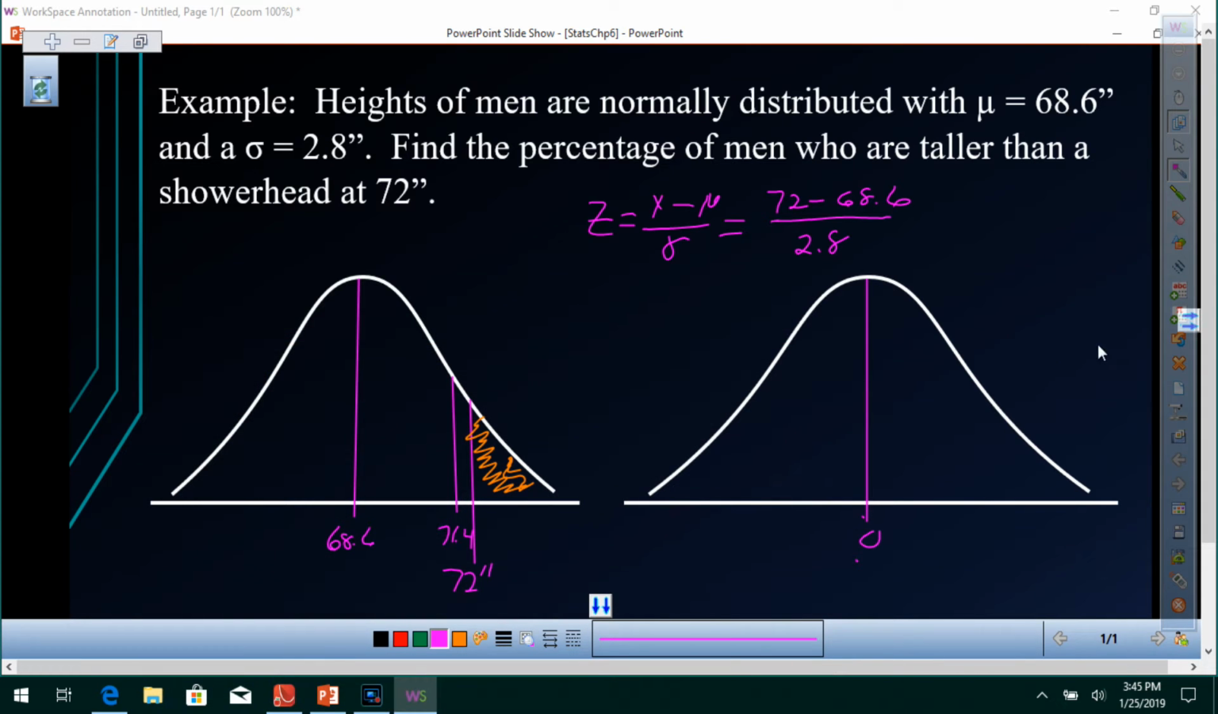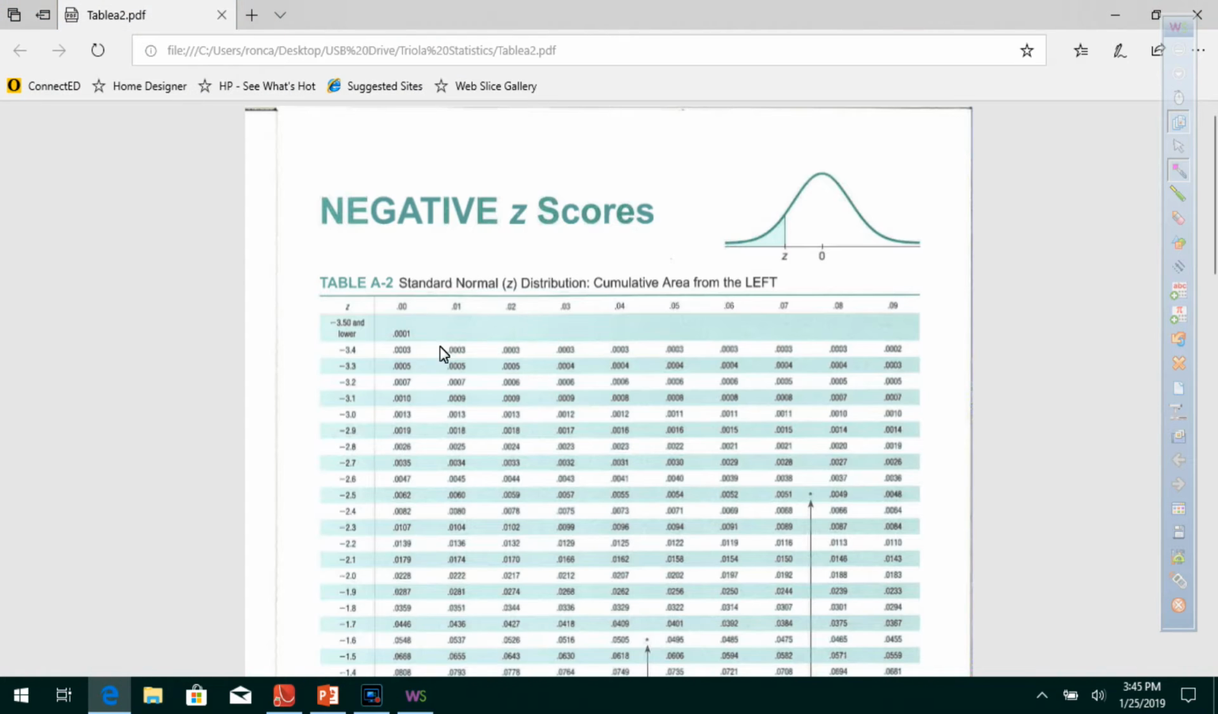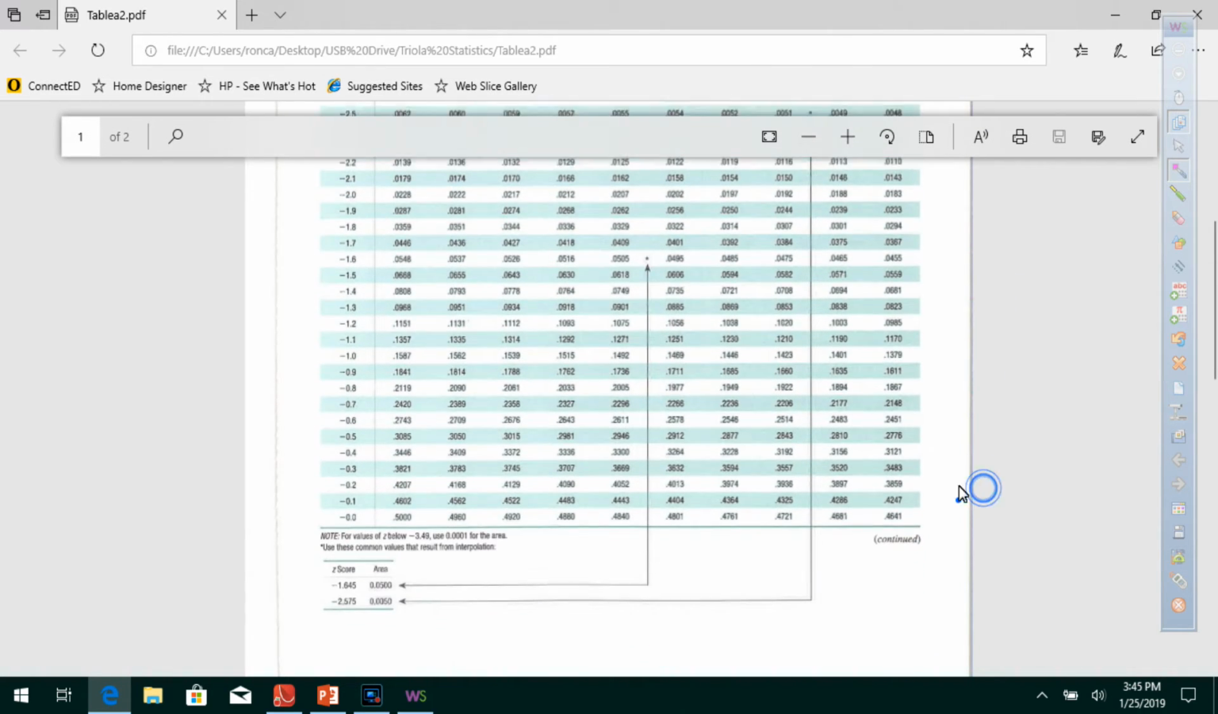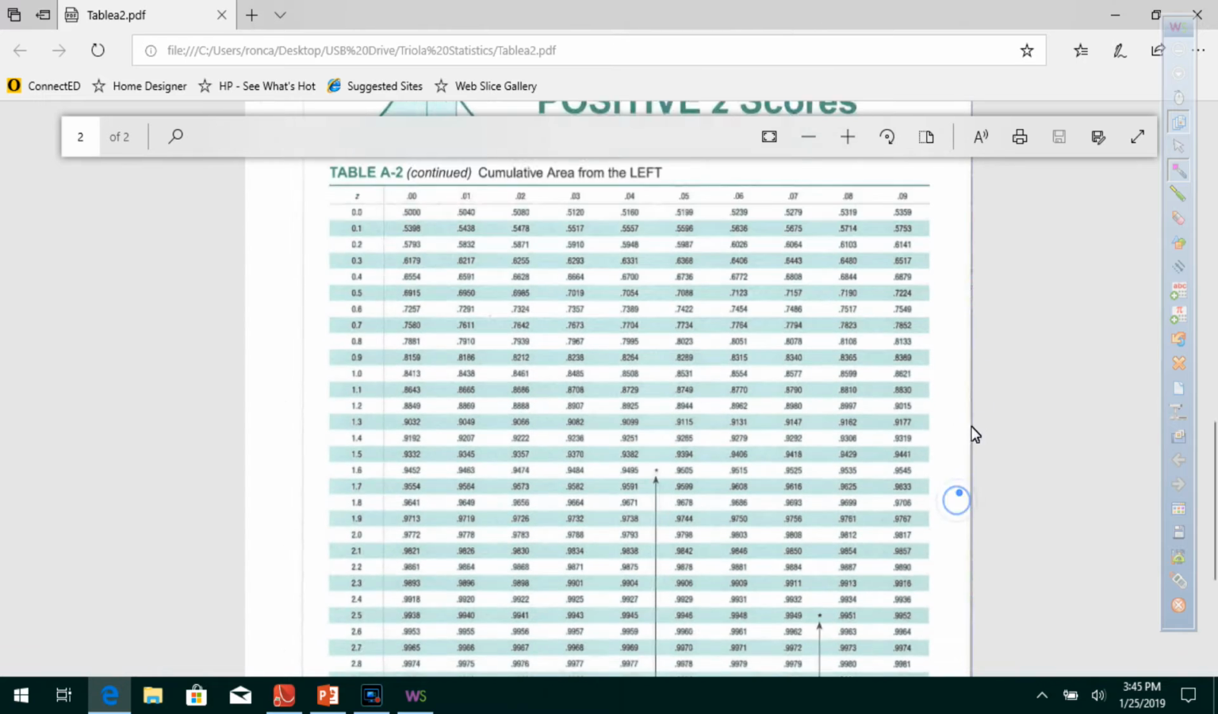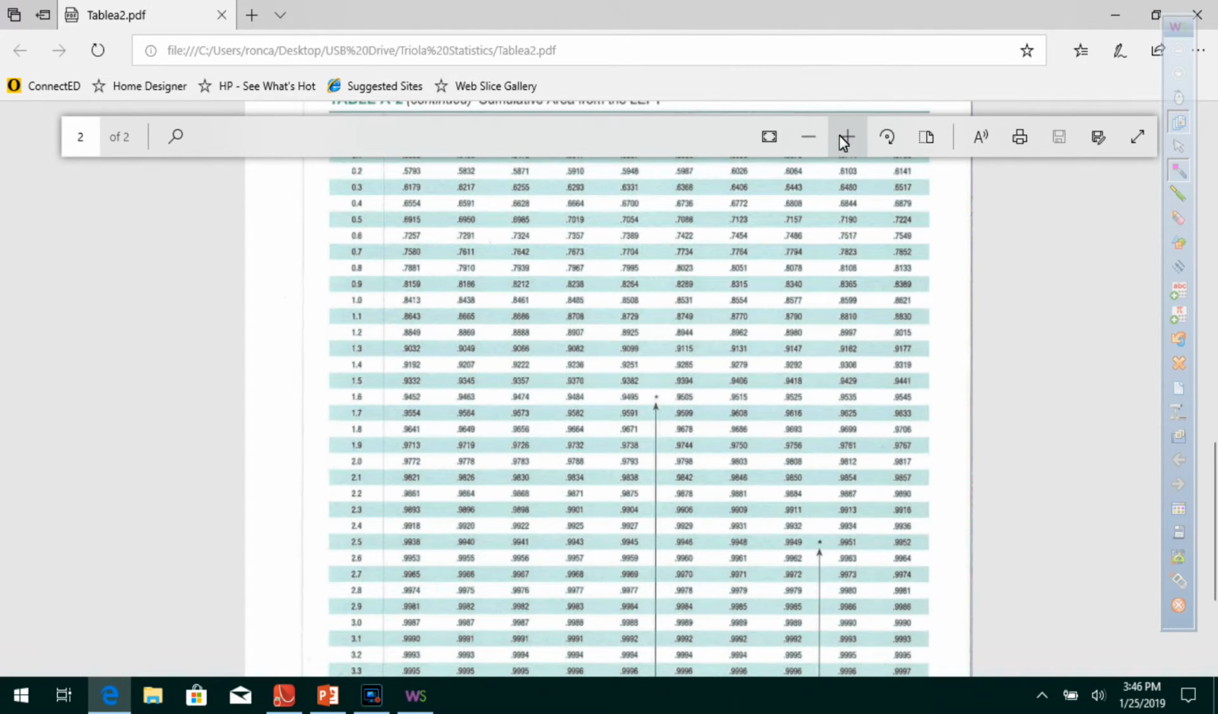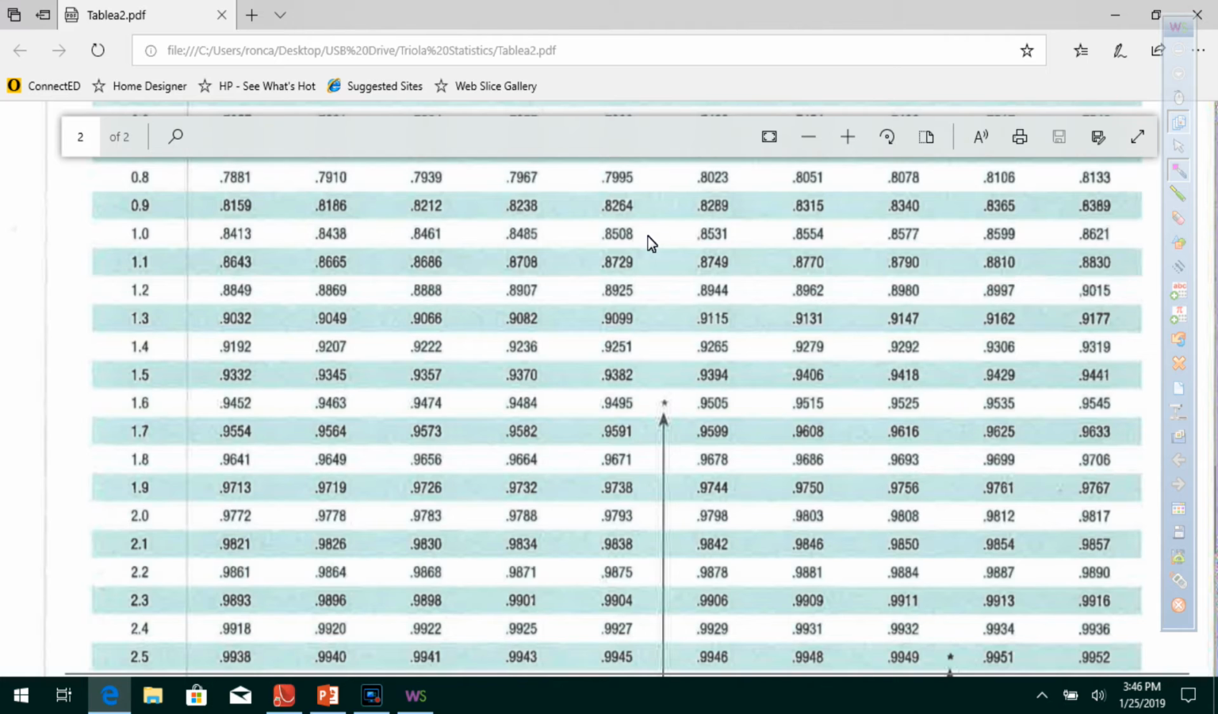So we're looking for some area over here, and we're going to say this is 1.21. And we're looking for this area over here. All right, good. Now let's go to our table. Negative z-scores, 1.21, so we need to be on the positive table.